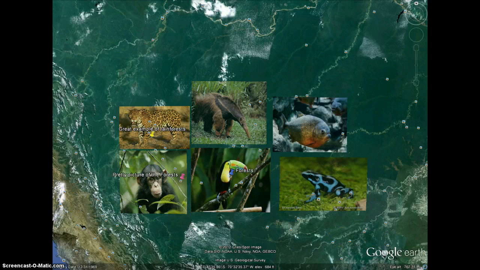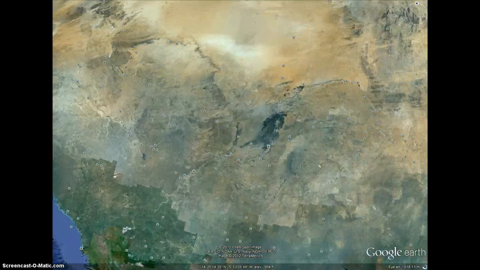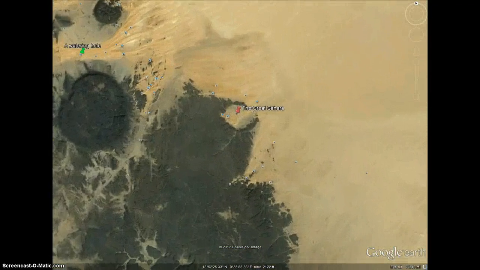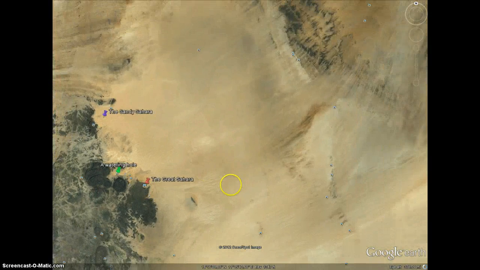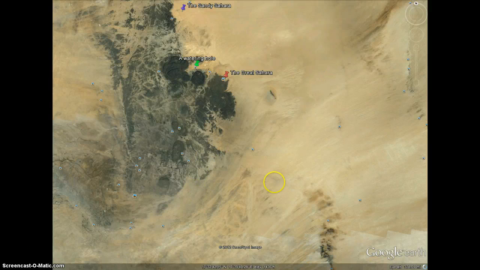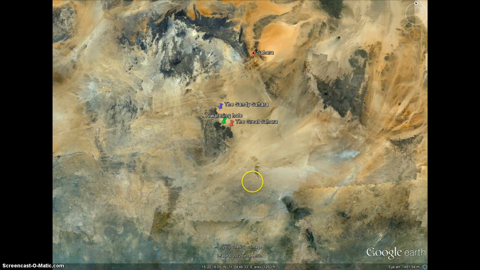All right, let's move on to see another grand example of an ecosystem in our world. Let's go on over to Africa. Whoa! Okay, so based on what this looks like, what do you think this ecosystem is? A desert, that's right. This is the Sahara Desert.